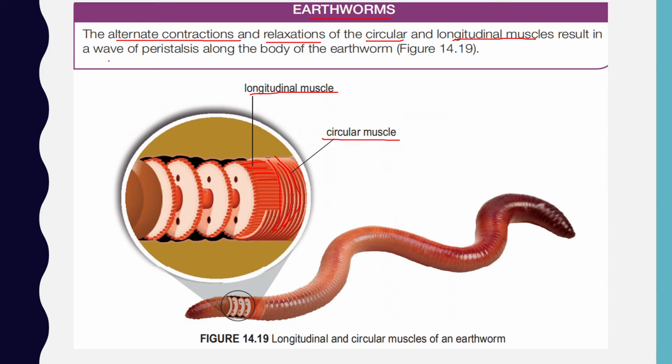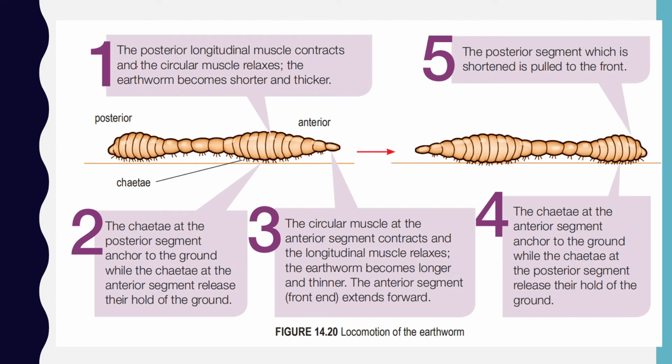which then results in a wave of peristalsis along the body of this earthworm. Jadi boleh bayangkan bagaimana cacing ini bergerak. It's like a wave of peristalsis. Okay, next we are going to look at the mechanisms of the movement.